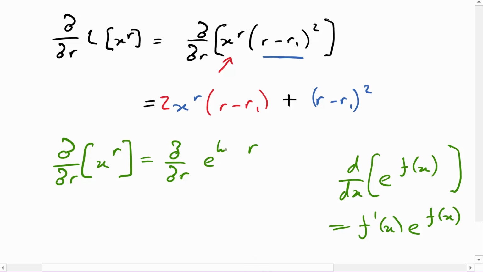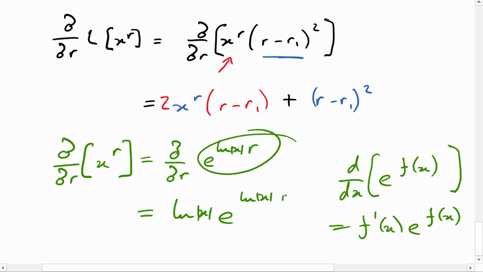If I rewrite that, e to the natural logarithm of x, it's exactly the same thing I've got here, except my function now is natural logarithm of x times r. Well, the natural logarithm of x is just going to be some constant because I'm differentiating with respect to r. So this becomes ln x times r differentiated with respect to r. ln x is a constant, so it's like asking what's 2r differentiated with respect to r? It's just 2, so here it's just going to be ln x, times this whole thing left alone: e to the natural logarithm of x times r.